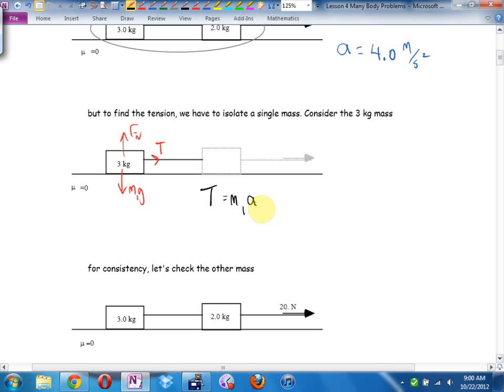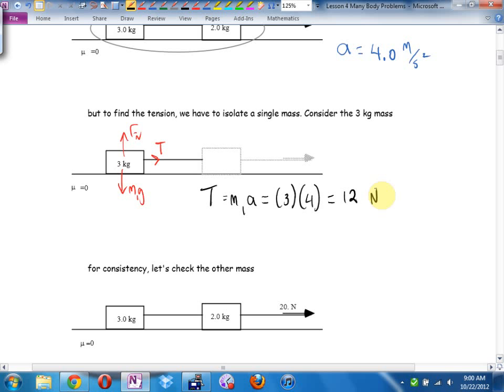M1A. Do I know M1? Yeah. Do I know A? Oh, I just figured it out by looking at all of the masses, which is why, Terry, I had to do that first. In fact, I don't need a calculator for this either. I think it's going to be 3 times 4 in your head, Tyler. What is 3 times 4? Woohoo! 12 what? With authority, like you know what you're talking about. 12 what? 12 newtons.